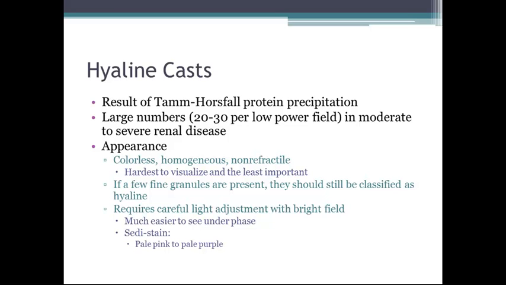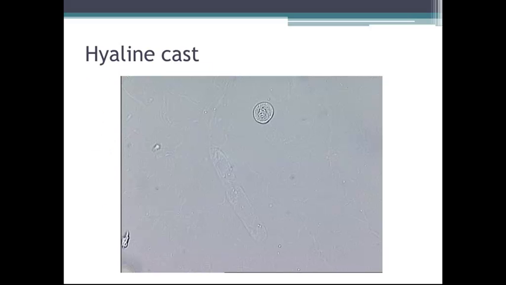Usually hyaline casts require careful light adjustment with a bright field. It is much easier to see under less light. And Sternheimer-Malbin stain, which sometimes stains them a pale purple or pale pink, is also helpful in identification. So here's a picture of a hyaline cast again. Cylinder-like with a tapered end typically.